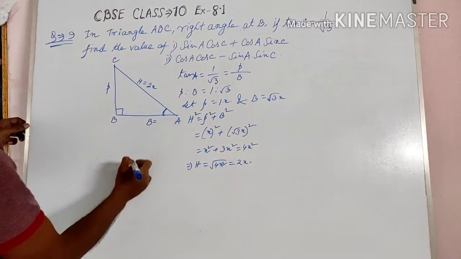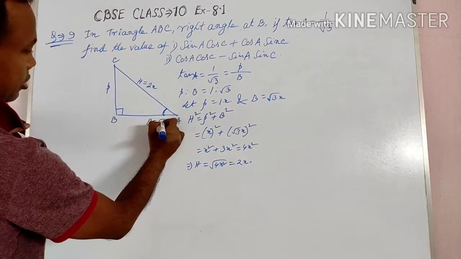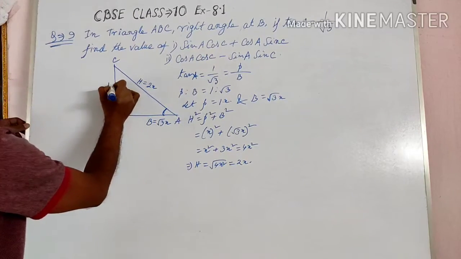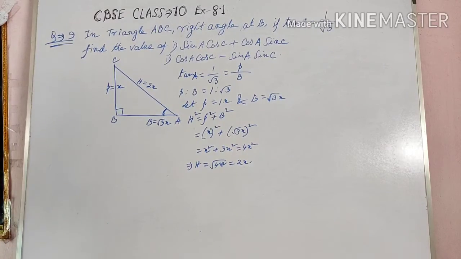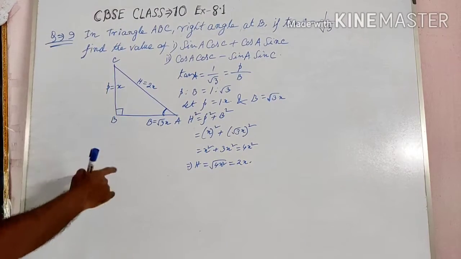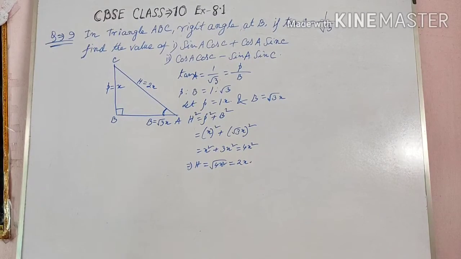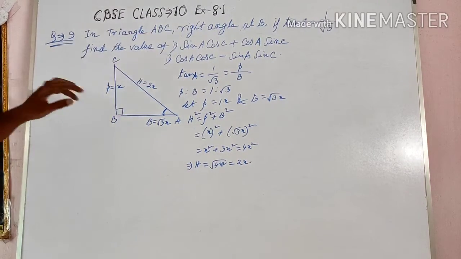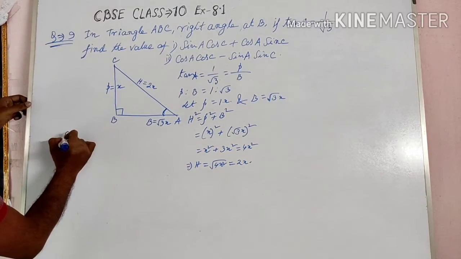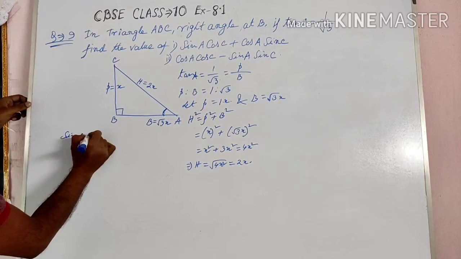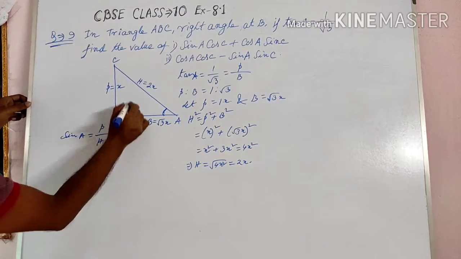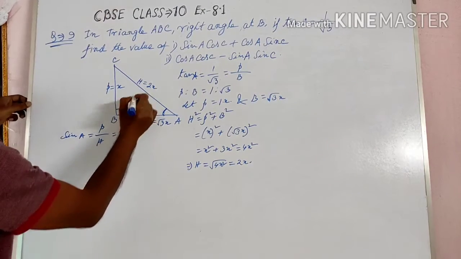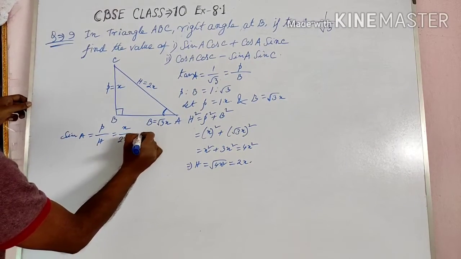This is your hypotenuse, equal to 2x. This is your base, equal to root 3x. This is your perpendicular, equal to x unit. It may be centimeter, meter, anything else. X unit, 2x unit and root 3x unit. So now we will find out sin A. Sin A is equal to what? Perpendicular by hypotenuse. The value of perpendicular is x, the value of hypotenuse is 2x, that is half.